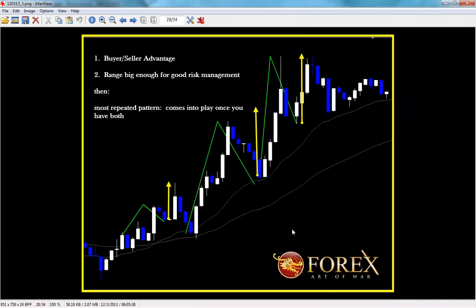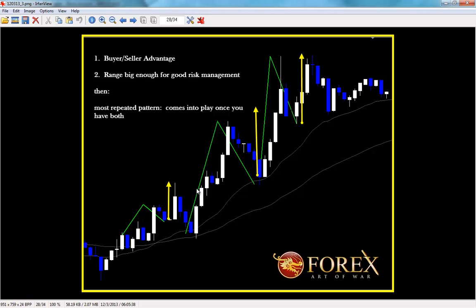It doesn't matter what the pair is, but you'll notice I mentioned earlier in the call, buyer-seller advantage, and a range big enough for good risk management. Okay, we need those two things. Now, if we've got a buyer advantage, for example, let's say that the buyers had an advantage here. We won't talk yet about the range being big enough, but let's just say these ranges were big enough to trade. What you'd be looking for is a pattern that we teach, which is push, pull back, second push.